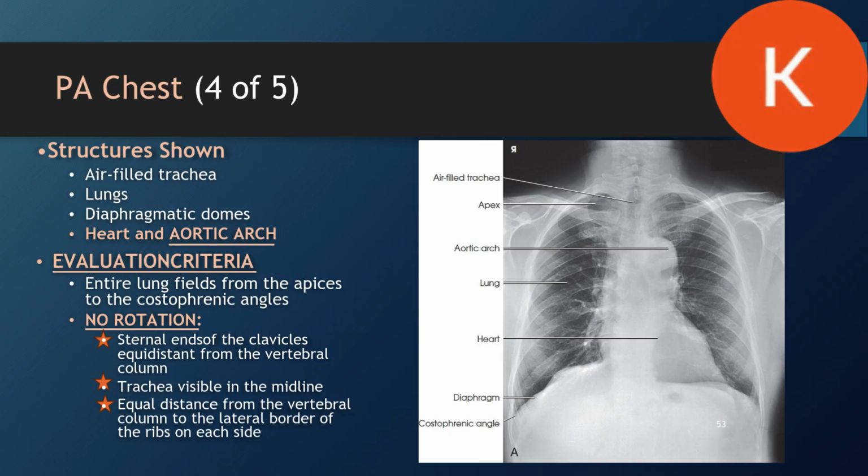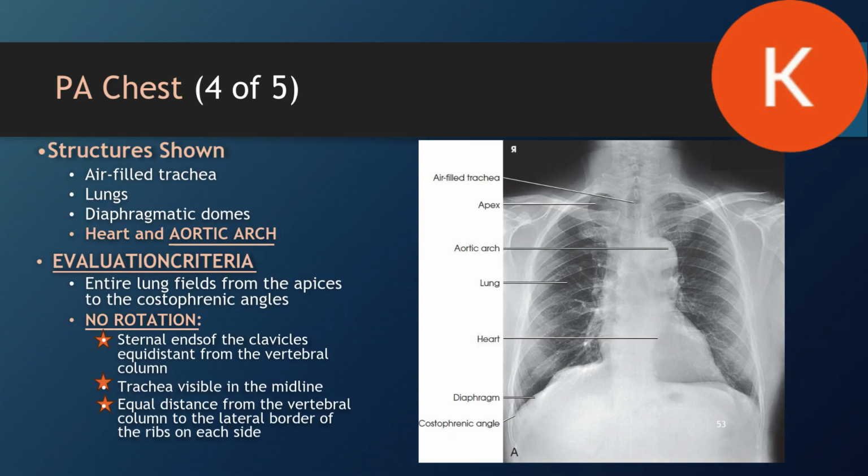What structures are shown during a chest x-ray? We see our air-filled trachea, our lungs, our diaphragmatic domes, heart, and aortic arch. Here you see it labeled in this picture. We can see our heart, our lungs, our aortic arch, our apex or apices of the lungs. We have the air-filled trachea, the diaphragm, and the costophrenic angles on the side.